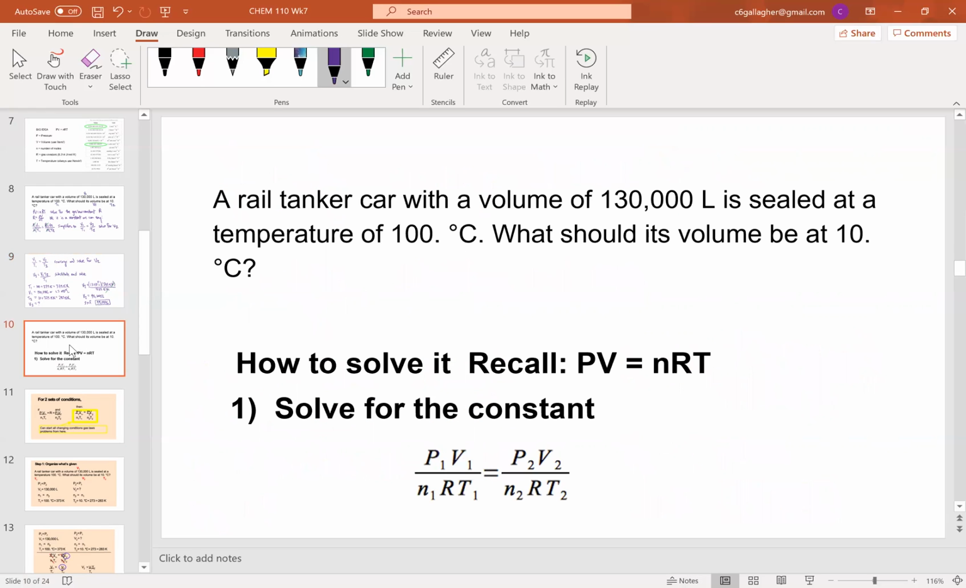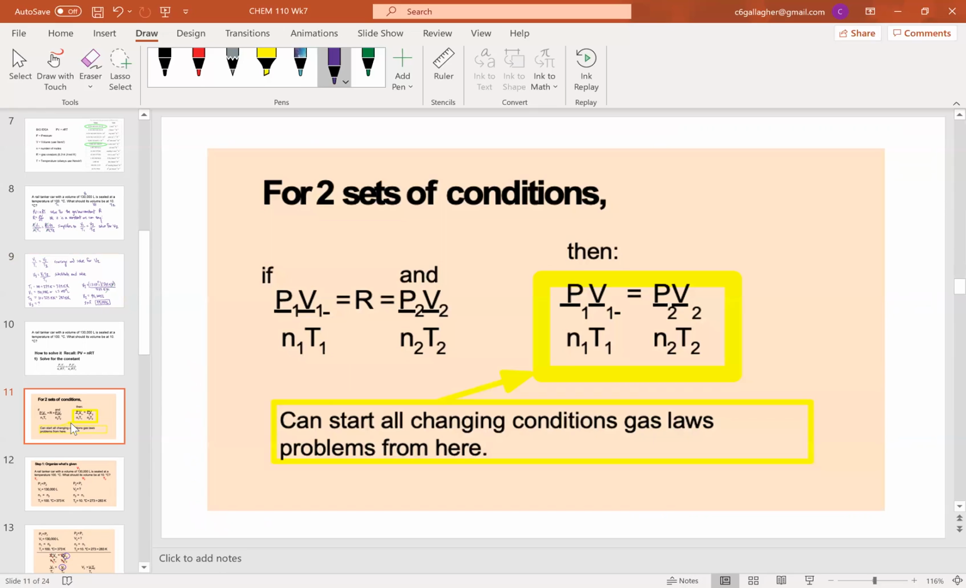So what's the big idea here? Well, the whole point is that we're able to take changing conditions. So if we're given one set of conditions, we can find a variable in a different set of conditions. Well, that's really important because we can start all changing conditions gas law problems from this place. So that means that as long as we know what R, the gas law constant, is, we can solve for any set of changing conditions or changing variables.